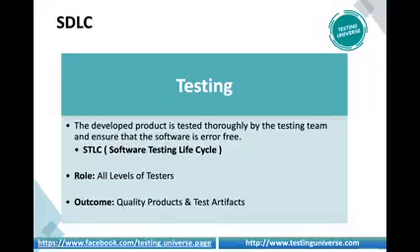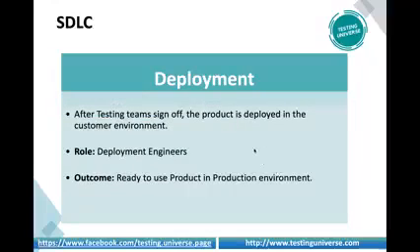And then if you find some errors or bugs, bug reports will be there. All those are called test artifacts. A lot of documents will be the output of this particular phase. Once the testing is complete, right, and once the test management team gives a go-ahead for the product to be released to the customer, that particular product will be deployed or installed in the customer environment.